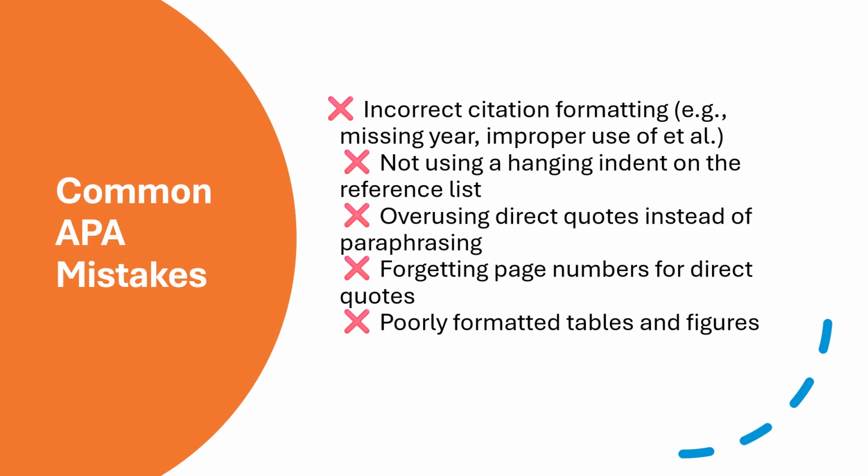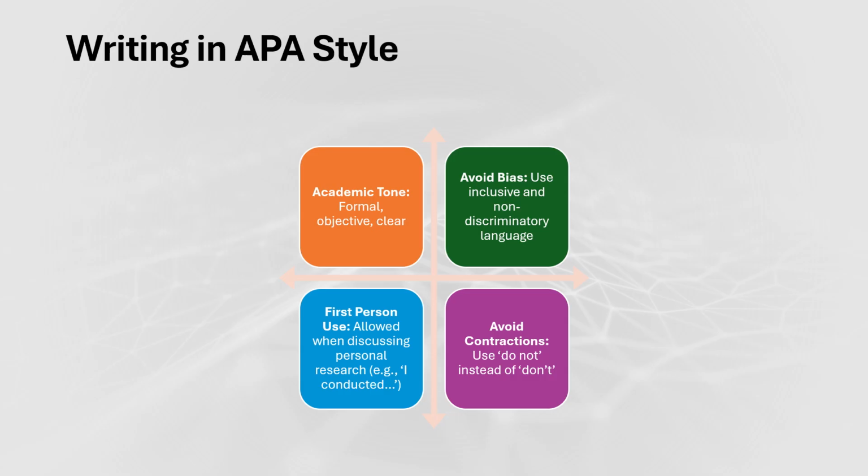So let's avoid some common APA mistakes. Many students struggle with formatting citations correctly, forgetting to use hanging indents, or relying too much on direct quotes. Be sure to paraphrase whenever possible and check that your citations and references match.